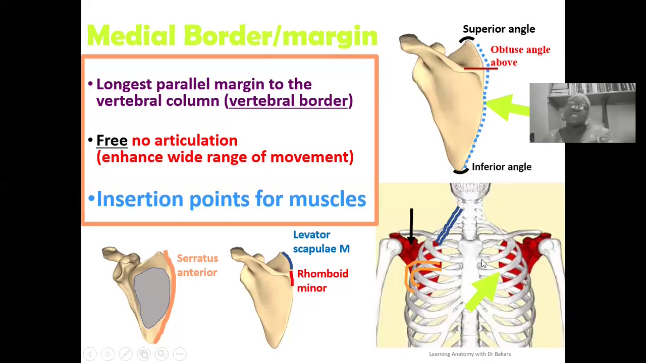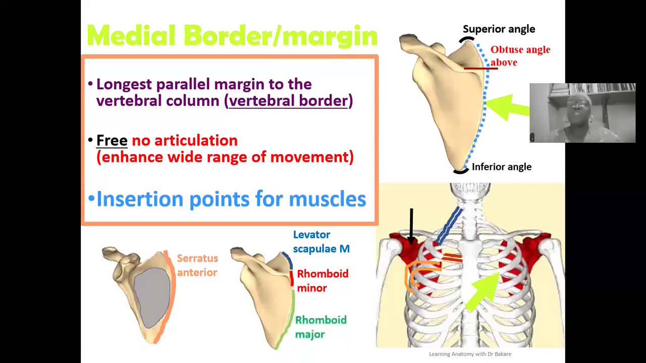Let's try and use this other side to describe how the rhomboid minor emerges. This is where we have the fibers of the rhomboid minor muscle, and you see it running from the lateral region of the vertebral column and directed onto the posterior lip of the medial border of the scapula. And this is how it runs here, but it is limited to just the region where we have the emergence of the spine. If you go back to this image, if you go more inferiorly, you have the rhomboid major.